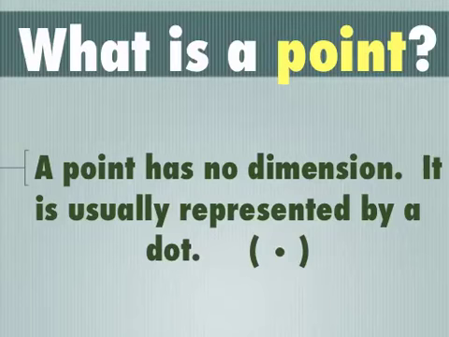What is a point? A point has no dimension. It is usually represented by a dot. In the parentheses, there's a dot. That's how we represent a point. A point has no dimension, so there's nothing actually there. It's just to show you a location.